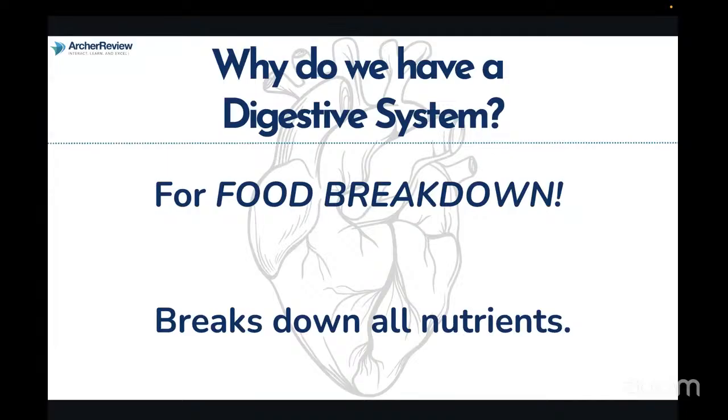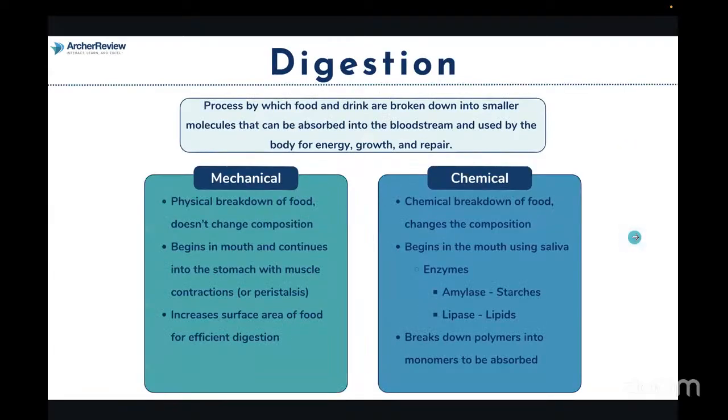So the big question, of course, in entering into a new system here, why do we have a digestive system? Well, of course, the answer is to break down our food and our drink into all of those macromolecules that our body so desperately needs to thrive. So how does it do that?